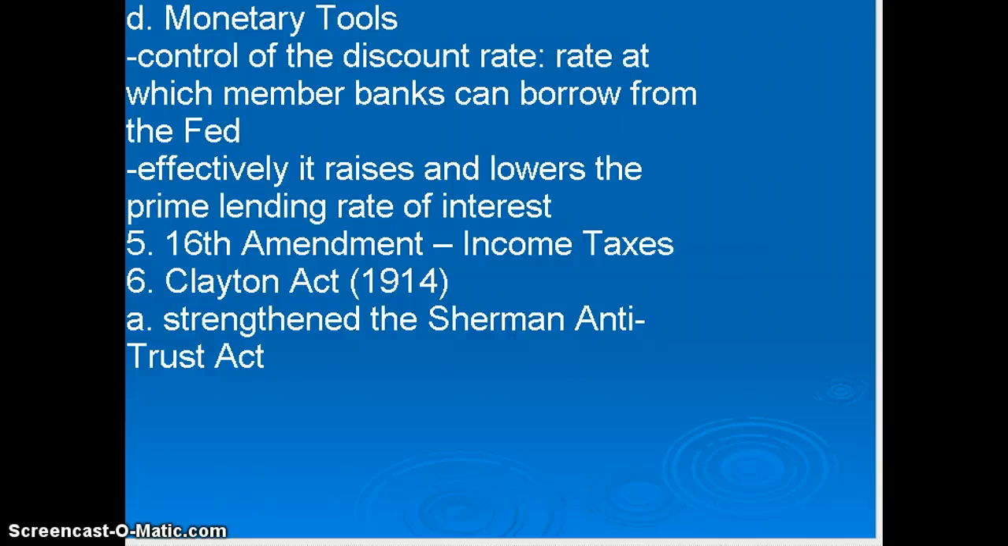The 16th Amendment basically made income taxes legal, because they were not legal according to the founders. And the income tax is basically how the government gets most of its money. It is a tax on people's income. We mentioned the Clayton Act earlier. That basically strengthened the Sherman Antitrust Act.